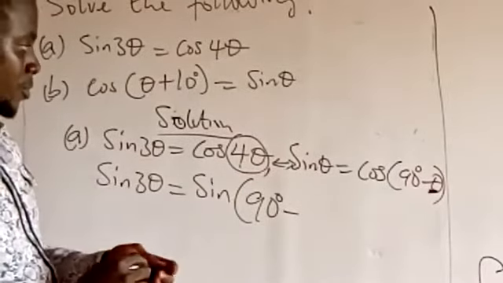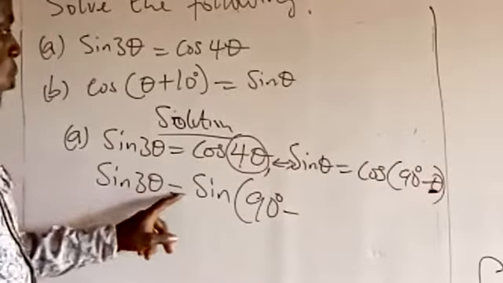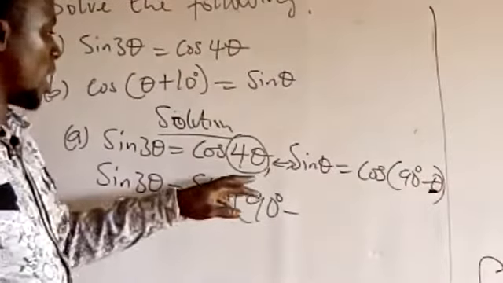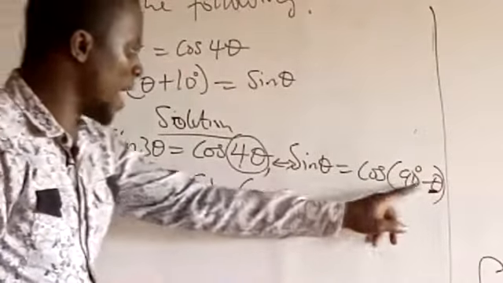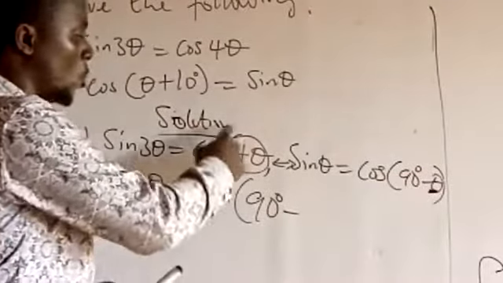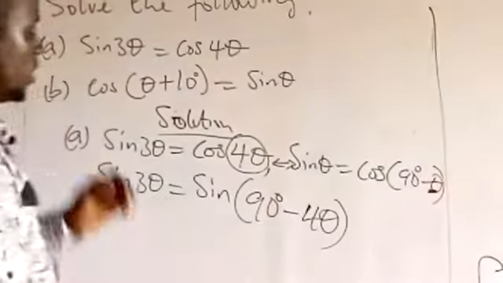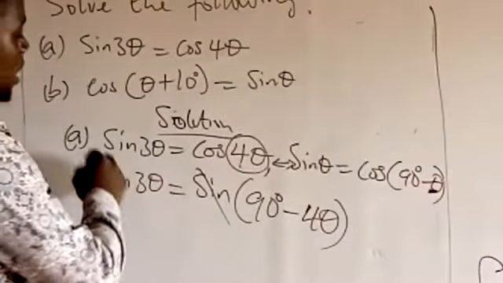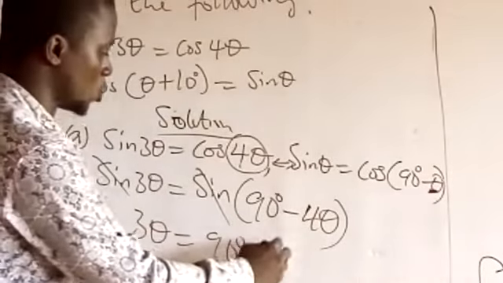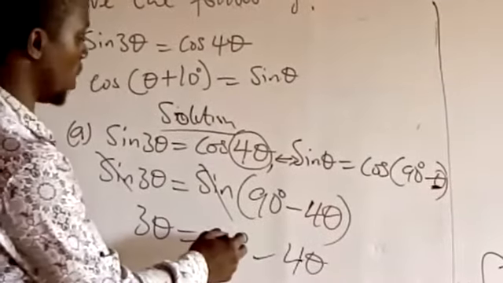I come again. Sine, the theta we have in front of sine here is 3 theta, equals sine bracket 90 minus this theta here, which is whichever value you have in front of cos, that is 4 theta. So here you put your 4 theta. At the end of the day, you cancel out sine. 3 theta equals 90 degrees minus 4 theta.